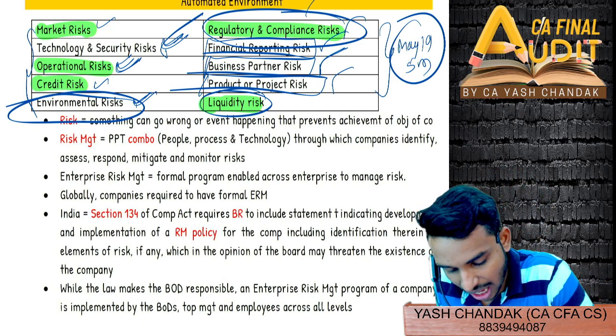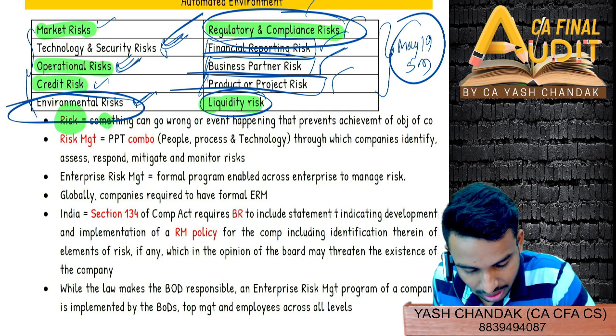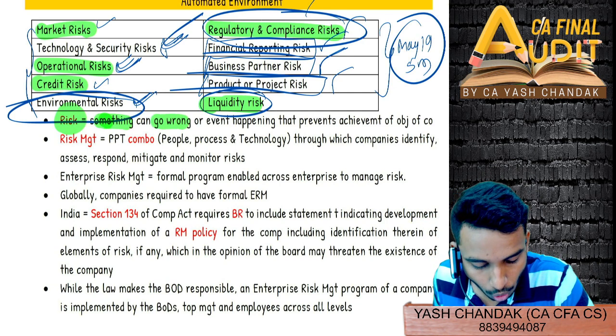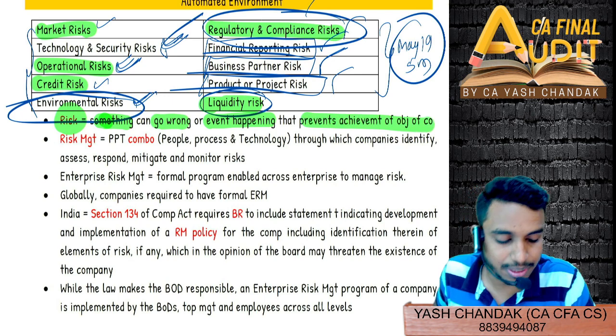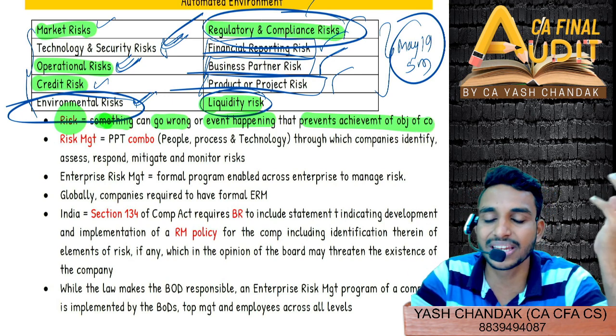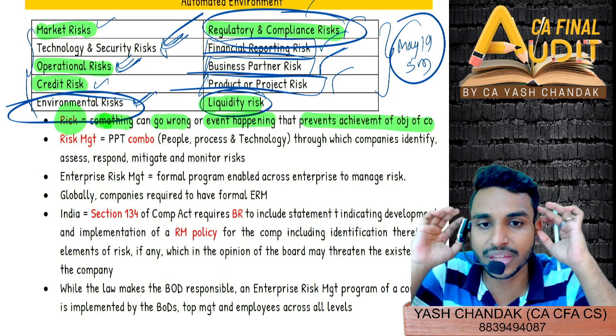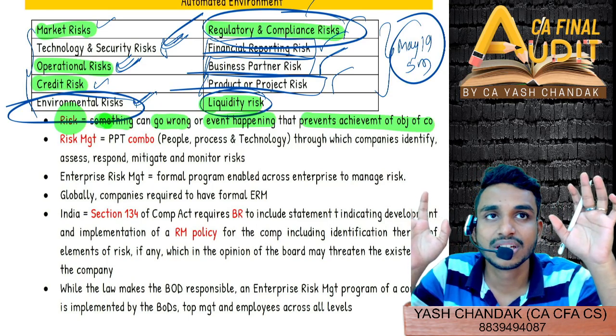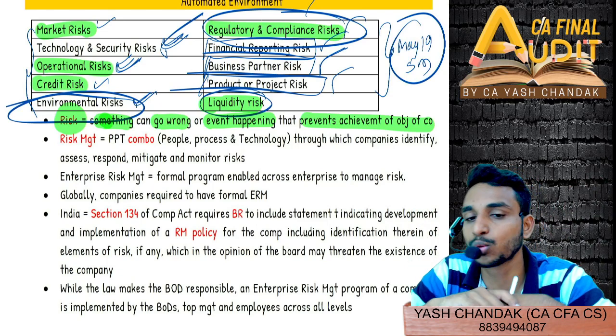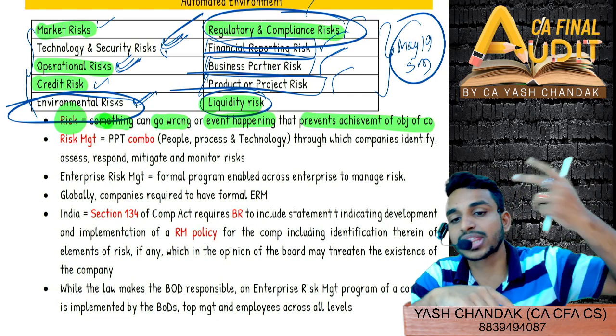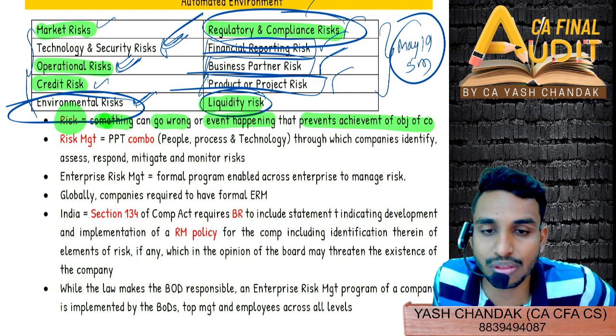So they have first of all asked you, what do you mean by risk? They have told you that risk is something which can go wrong, or an event happening that prevents achievement of the objective of the company. That means risk is anything which can go wrong, right? We don't say that risk is anything which is not exactly happening according to us. What if it happens better than what we expected? Then that is not risk, right?